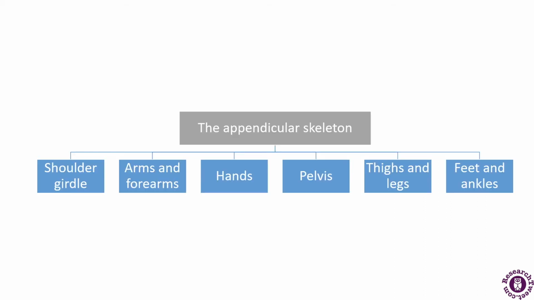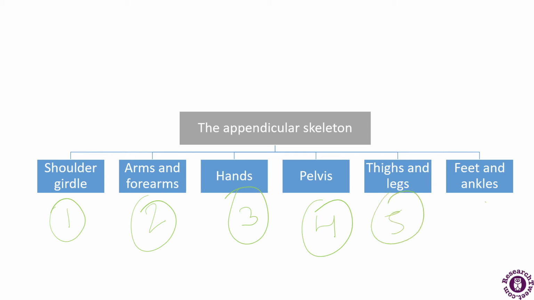Now what are these 6 parts? These 6 parts are shoulder girdle, arms and forearms, hands, pelvis, thighs and legs, and feet and ankles. Now we will be discussing each of these in detail.